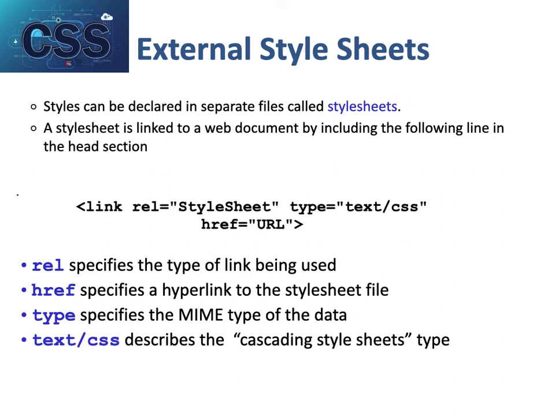So REL specifies the type of link being used. So it's a style sheet link. Href specifies a hyperlink to the style sheet file. Type specifies the MIME type of the data, and text slash CSS describes the cascading style sheet type. Suppose you are using a JavaScript instead of CSS file, you have to specify text slash JavaScript instead of text slash CSS for cascading style sheet files, that we will see later.